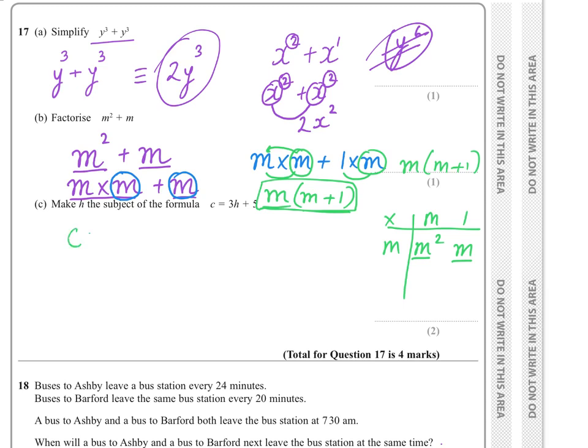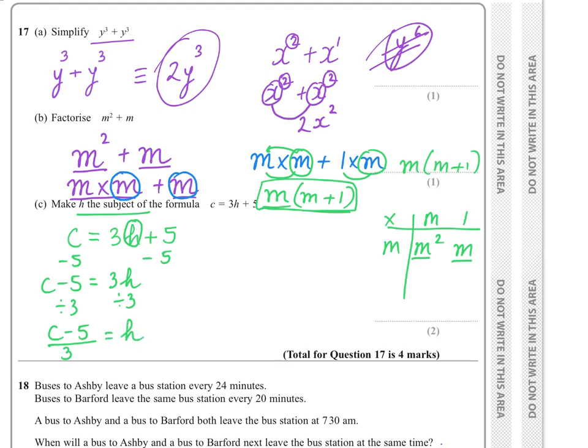Now we have a formula C equals 3h plus 5. Now I've done quite a long video in a playlist, I think it's called Rearranging Equations, where I've done loads of these types of questions. So we want to make h the subject of the formula. So we're going to take away 5 from both sides, and that would give us c minus 5 equals 3h. Now 3h means 3 times h, so if we divide both sides by 3, that will give us c minus 5 all over 3 equals h. And that would be making h the subject of that formula.